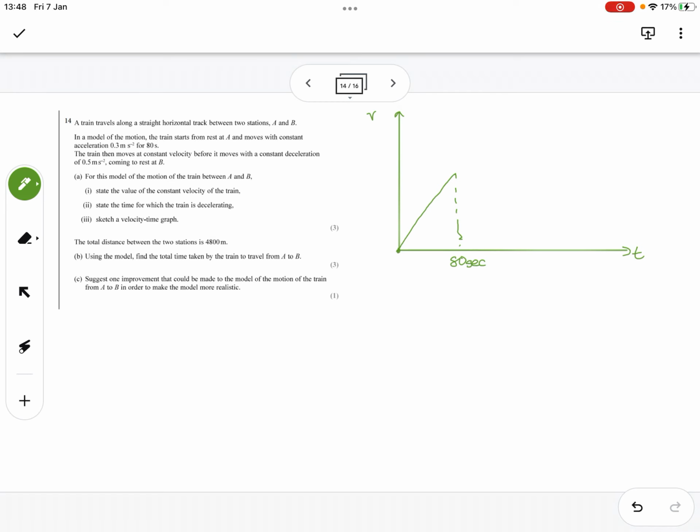So acceleration is our gradient in this case, so acceleration equals rise over run, which in this case is velocity over time, which kind of makes sense. So 0.3 equals velocity, that we don't know, over 80 seconds. So 0.3 times 80 means that velocity must be 24 meters per second. So this point here is 24. So that's a good start, meters per second.